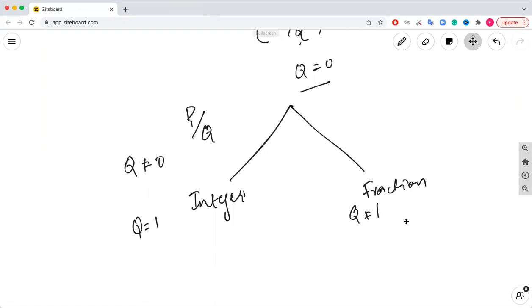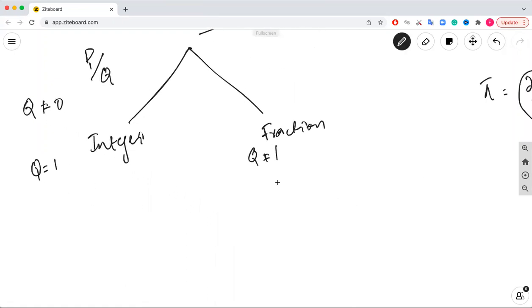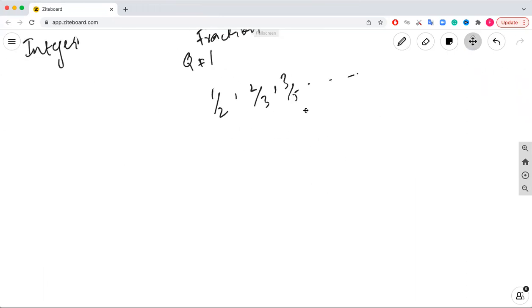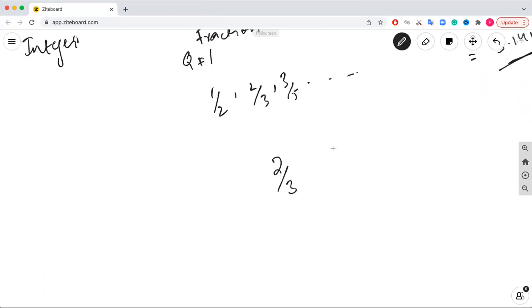Okay, so fractions are like, let's suppose 1 over 2, 2 by 3, 3 by 5, any values like that, which can be written in this form. Does anyone of you know a shortcut to, let's suppose we have 2 by 3 and we have 5 by 7. Which value is greater? 5 by 7 is greater.